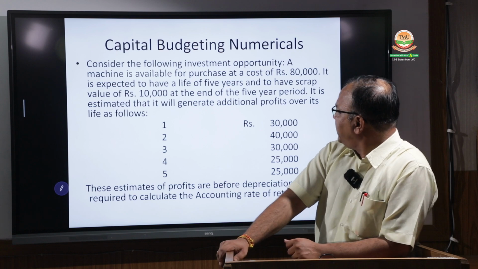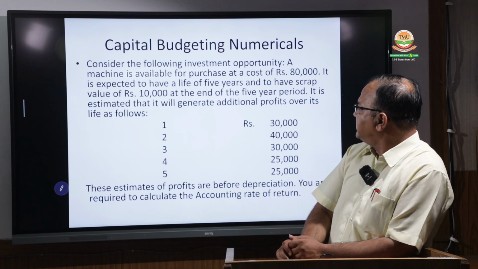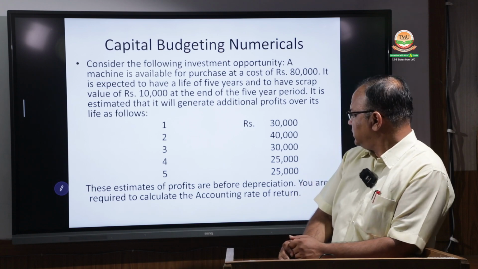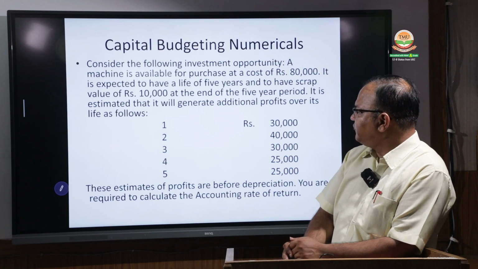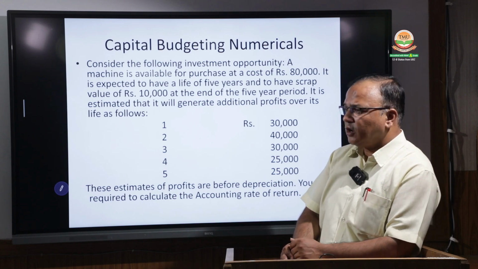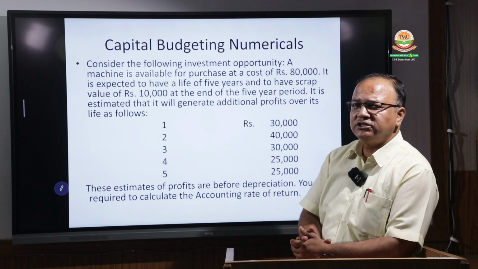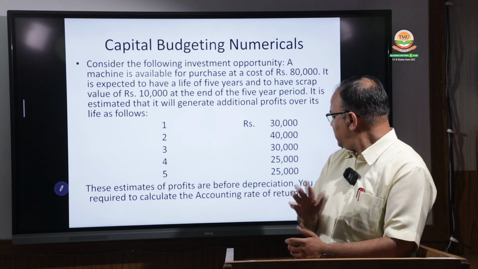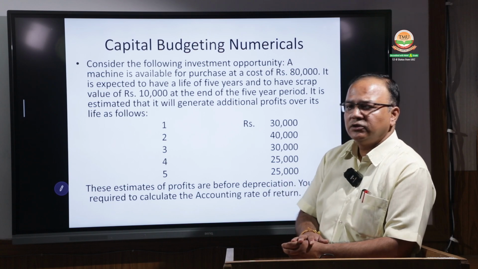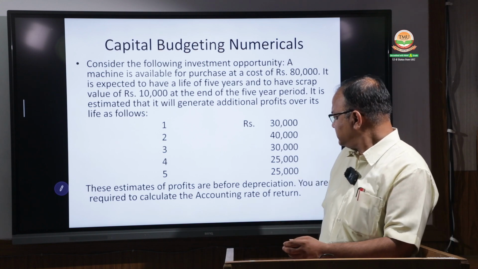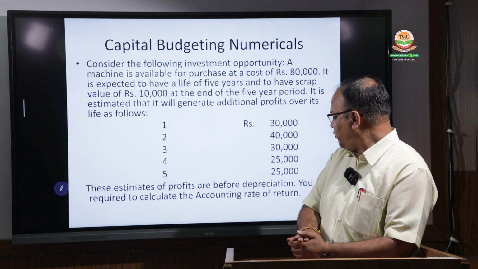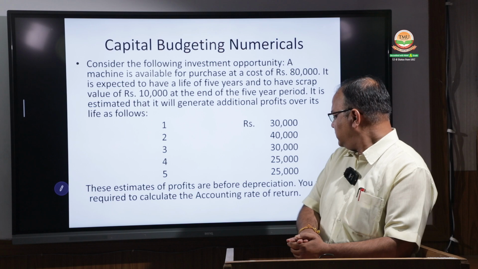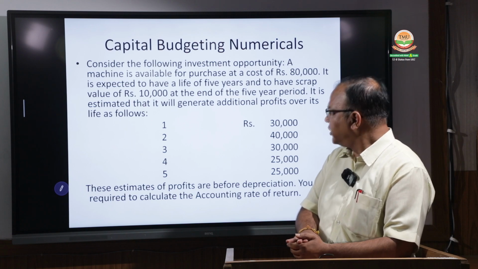It is estimated that it will generate additional profit over its life as follows. Rupees 30,000 in the first year, rupees 40,000 in the second year, rupees 30,000 in the third year, rupees 25,000 in the fourth year, and rupees 25,000 in the fifth year. So this is the amount of profit. These estimates of profit are before depreciation. You are required to calculate the accounting rate of return.